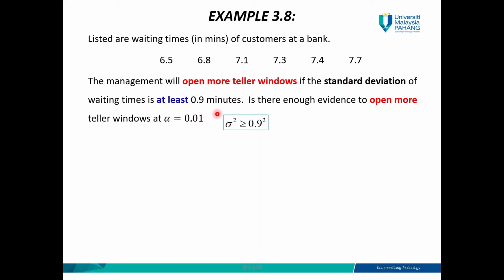Okay, so which means the variance, sigma square is greater than or equal to 0.9 square. So the standard deviation you change to variance.